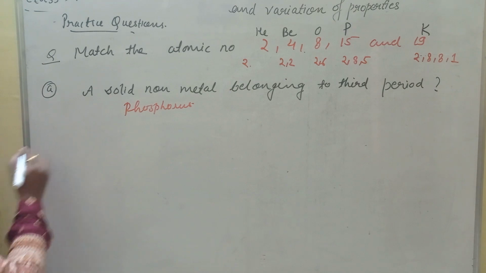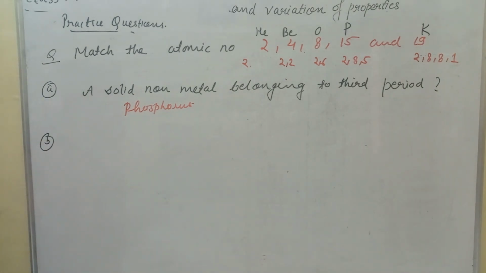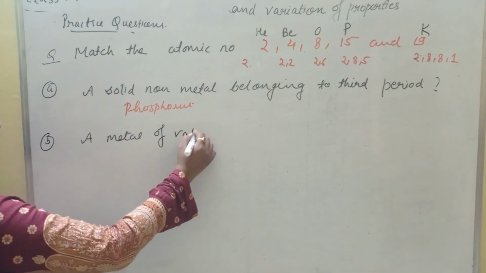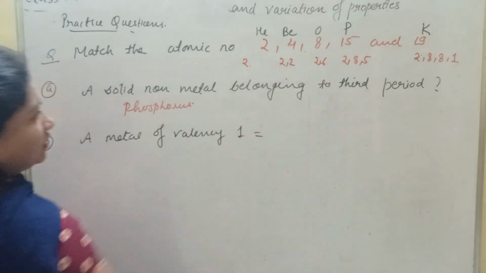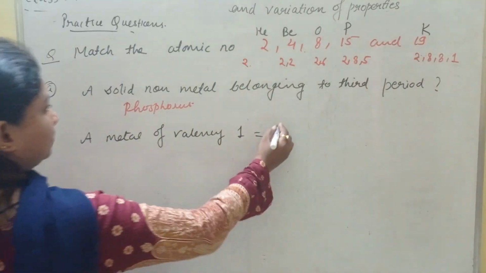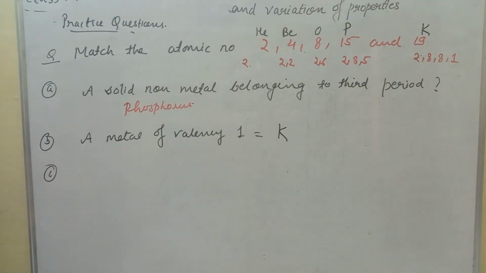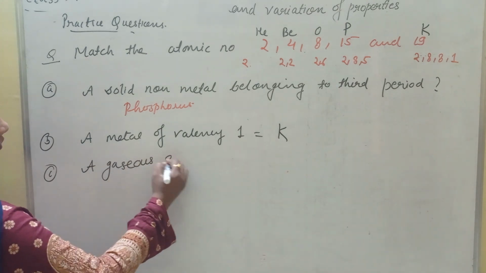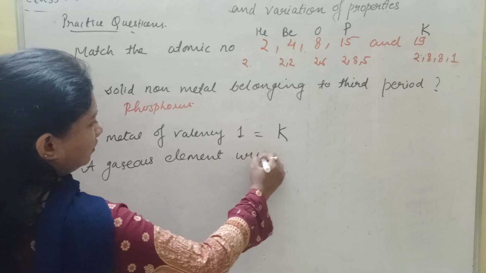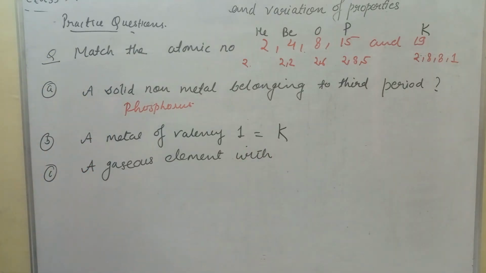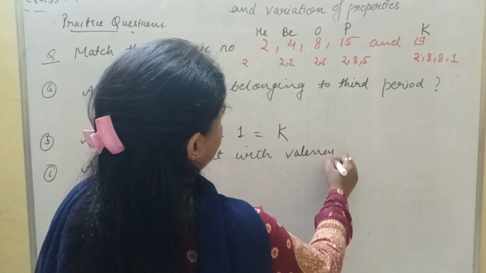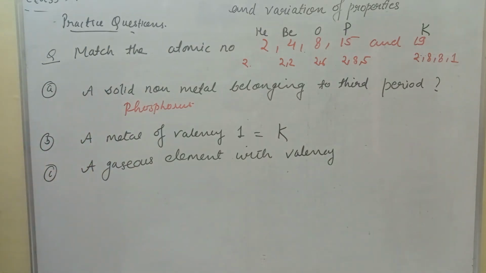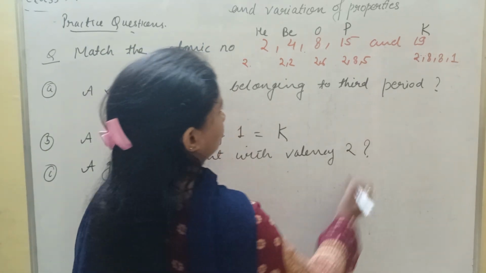The second question is a metal of valency 1. Who is having valency 1? You can see here it is potassium. Next, a gaseous element with valency 2.